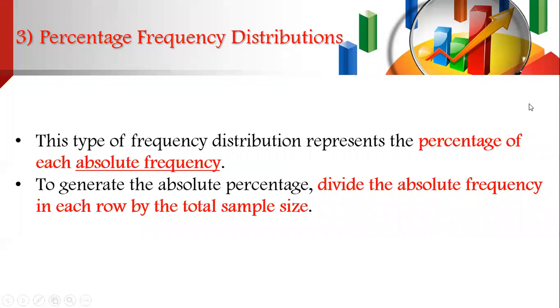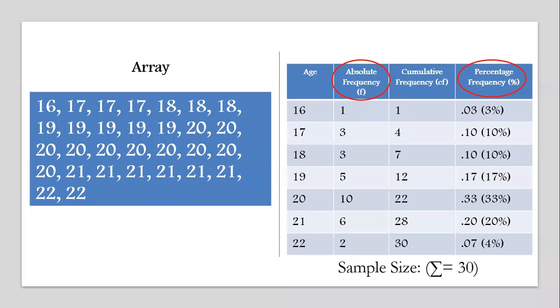Now let's move on to percentage frequency distributions. This type of frequency distribution represents the percentage of each absolute frequency. To generate the absolute percentage, we would simply divide the absolute frequency in each row by the total sample size. So we're adding on yet another column to our table. But this time, we are going to draw from our absolute frequency distribution column in order to get our percentage frequency distribution column.